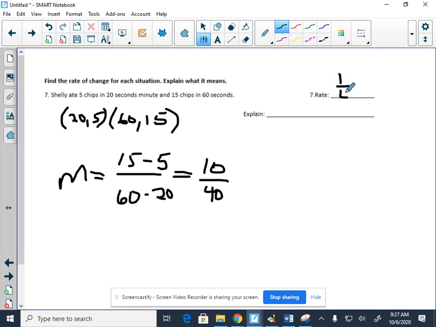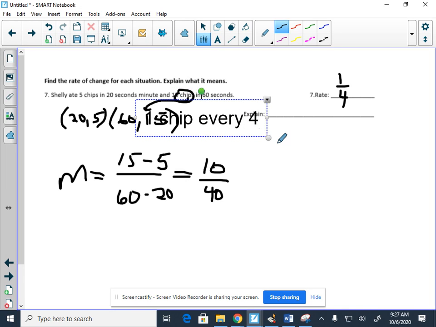Now what is it? You have to think about what these things are. I put the chips on top. So what it is, this is what our explanation is. She eats 1 chip every 4 seconds.